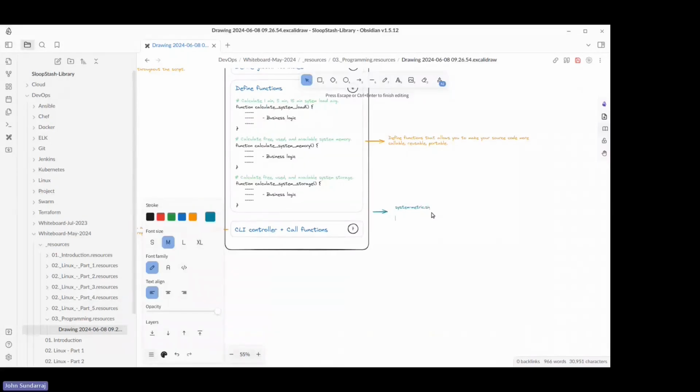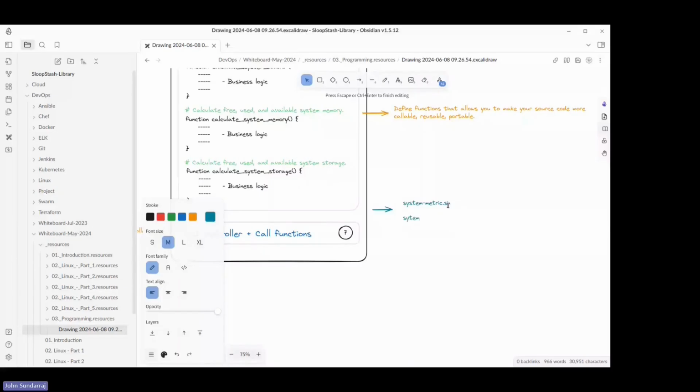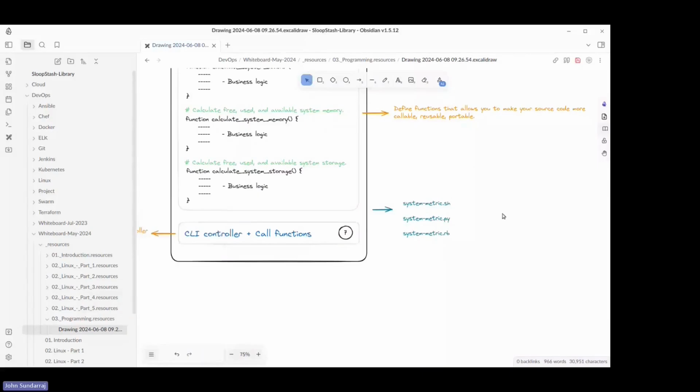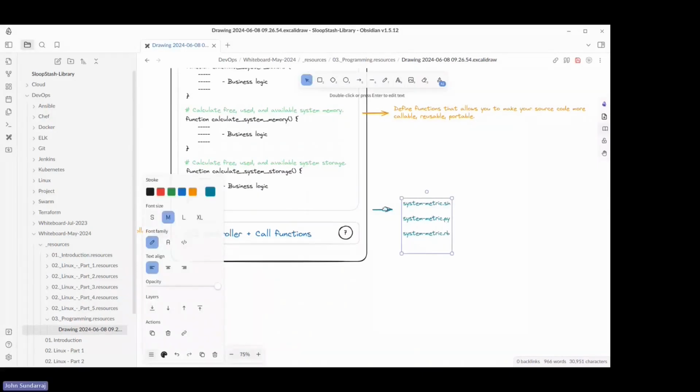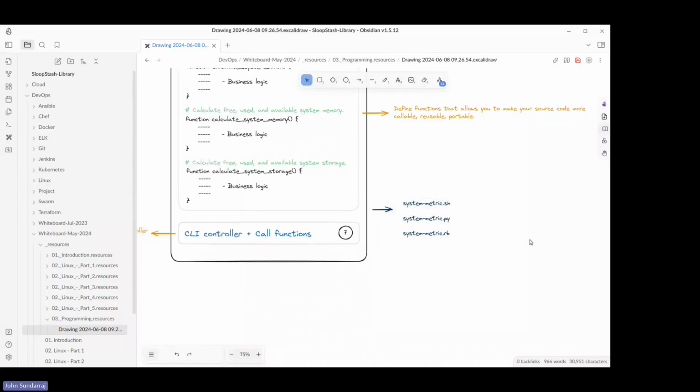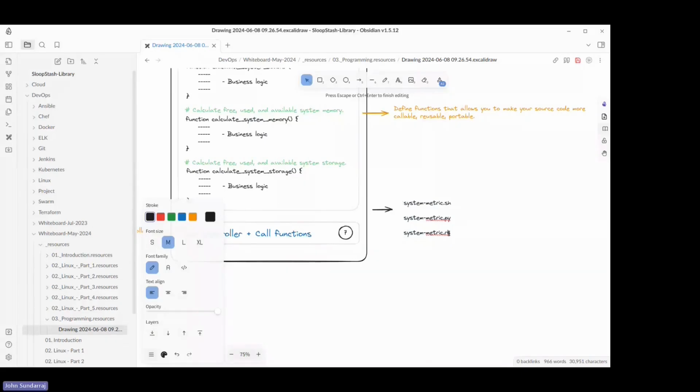system metric.sh if it is a shell script. If it is going to be a Python script, I'm going to name it system metric.py, and then system metric.rb. RB means Ruby. So system metric.sh, system metric.py, system metric.rb. Sorry, .sh is bash shell, .py is Python, and then system metric Ruby.